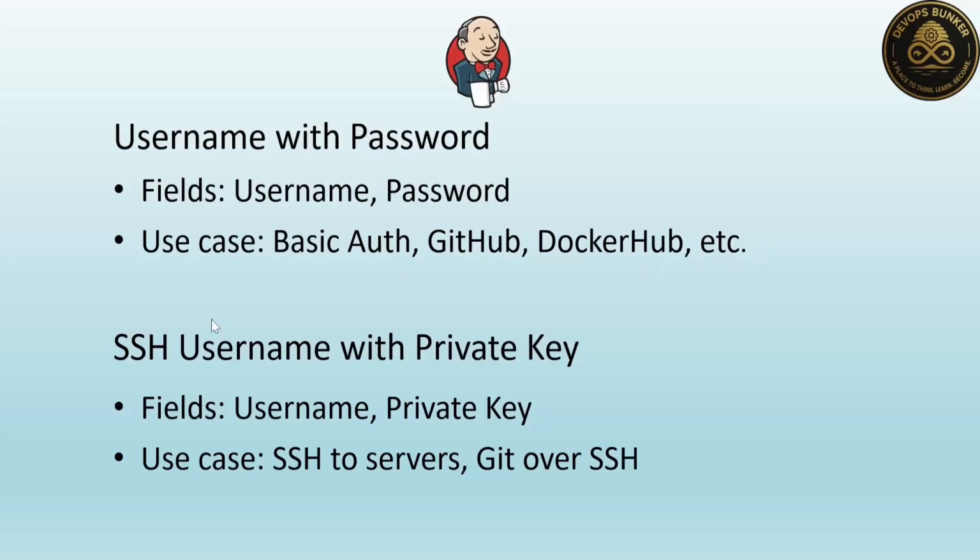So next one is SSH username with private key. In the fields, we will be able to see username and private key. Before adding the keys here, first we have to generate the SSH keys. Then we will provide the username and the private key which we have generated. Use case: generally this will be used to connect to servers using SSH, and also Git over SSH, which means we can connect to GitHub with the help of SSH authentication, and also Bitbucket or Gerrit, like that.